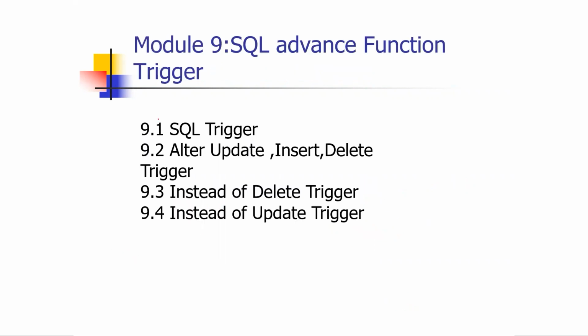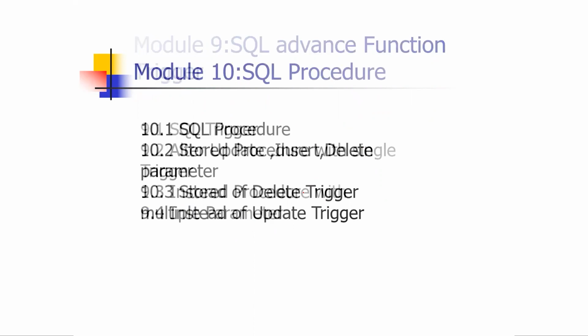Module number 9, we'll learn the trigger. Trigger means like excitement. Trigger means if I'm changing something, then automatically this event should happen. That is called trigger. So how to create trigger, how to insert trigger, how to delete trigger, instead of delete trigger, instead of update trigger, that we will learn in this module number 9.